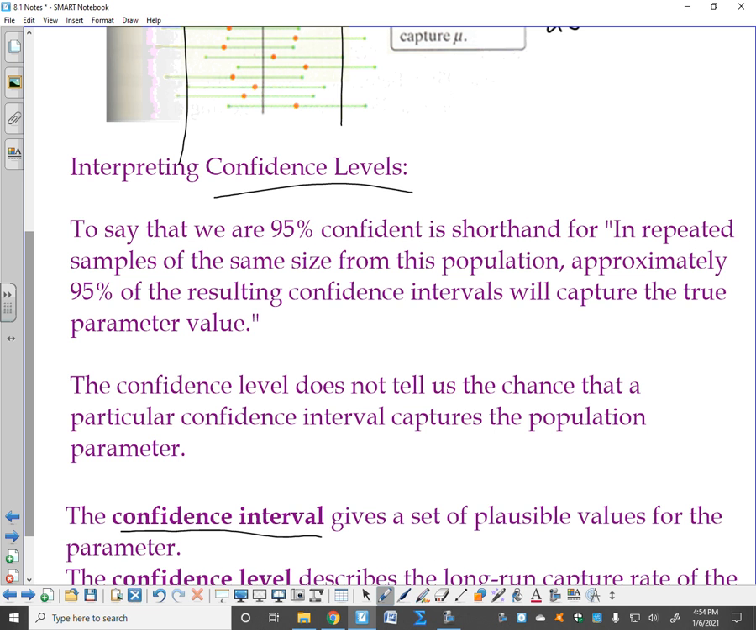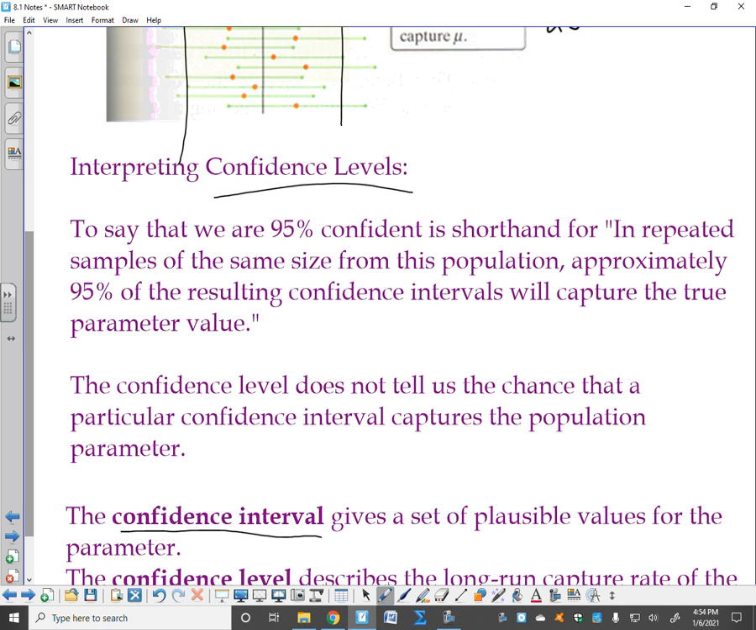In repeated samples of the same size, so you have to do it a bunch and they have to all be uniform. They have to all be the same size. Otherwise, you're going to get a different standard deviation. So your n has to be the same. So in repeated samples of the same size, same n, from this population, approximately 95% of the resulting confidence intervals, of everything you get from all of those samples, will capture the true parameter value.